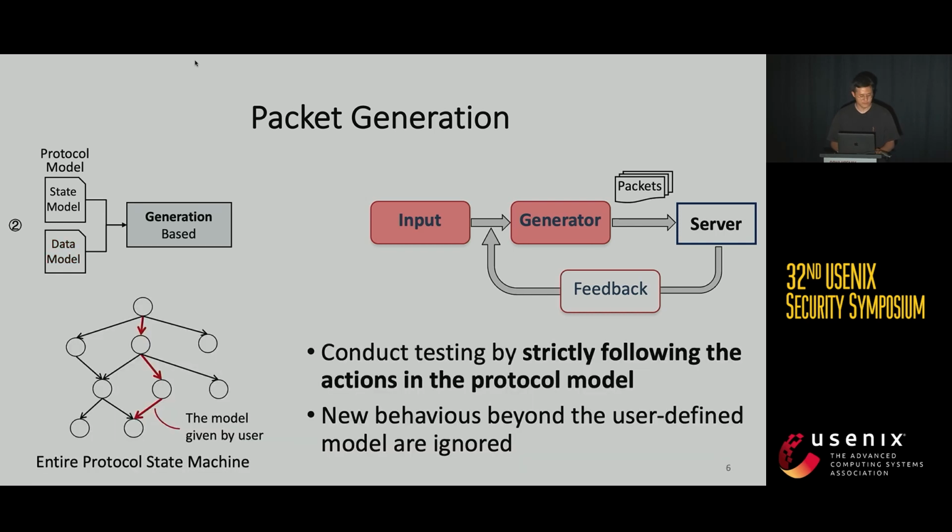The protocol often features a massive state space, making it expensive to construct a complete model. As a result, the protocol model given by the user often encompasses just a subset of the entire logic. Unfortunately, the generation-based fuzzer strictly adheres to the actions outlined in the protocol model, without updating the state model in real time. Therefore, the new behaviors beyond the fixed model cannot be recognized for further exploration.